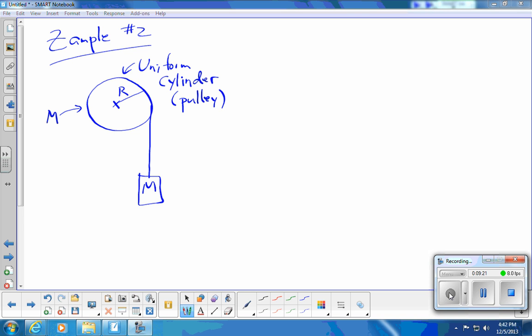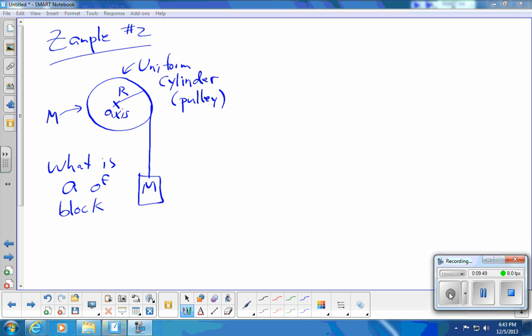This, of course, is an axis. It's an X, marks the spot. And I've also noted that I'm modeling the pulley as a uniform cylinder. And just to make life fun, I've made the pulley have the same mass as the block hanging from the string. And the question is, what is the acceleration of the block?